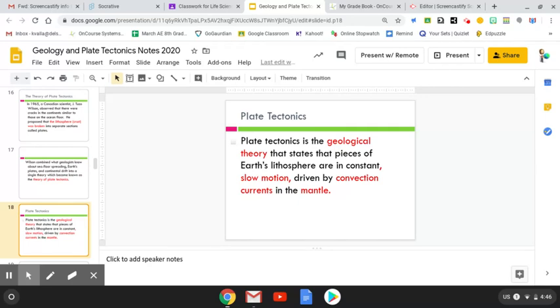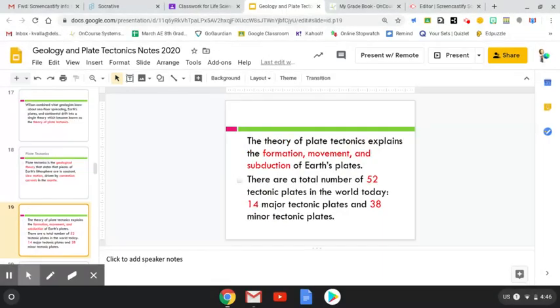So, plate tectonics is the geological theory that states that pieces of Earth's lithosphere, again, fancy word for the crust, are in constant slow motion, driven by the convection currents in the mantle. Again, the mantle is that middle layer found under our Earth. The theory of plate tectonics explains the formation, movement, and subduction of Earth's plates. There are a total of 52 tectonic plates in the world today. 14 of them are major, and 38 of them are minor.